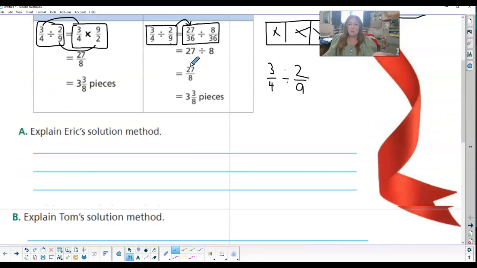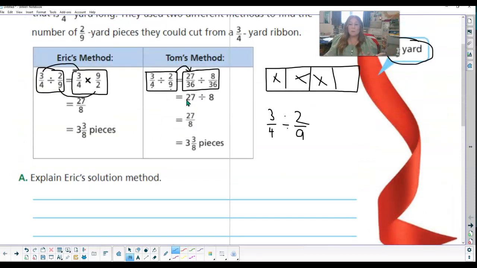So we can see a couple ways to do the same problem. You can use the one that works best for you. Let's go ahead and finish up task 2 and be sure to get it checked.